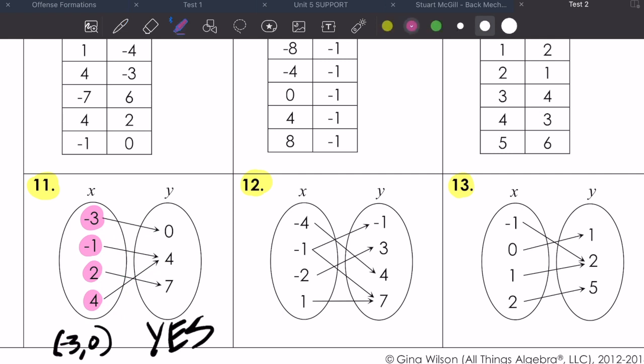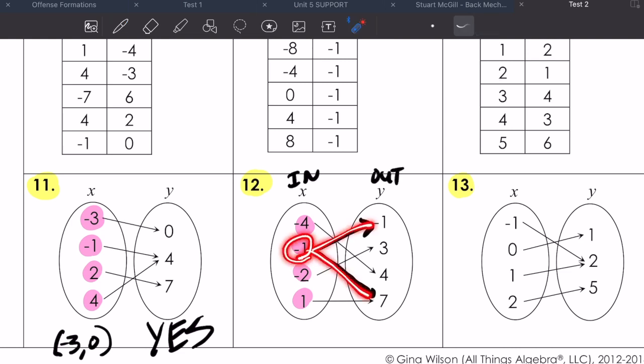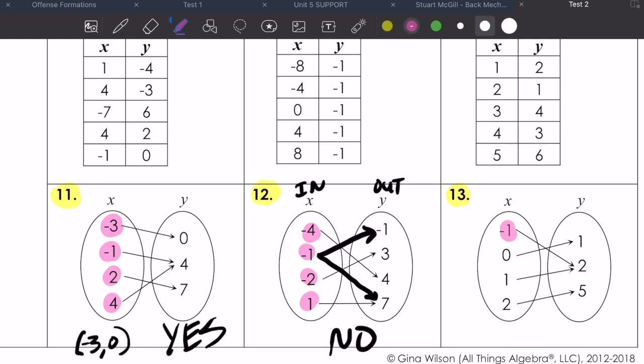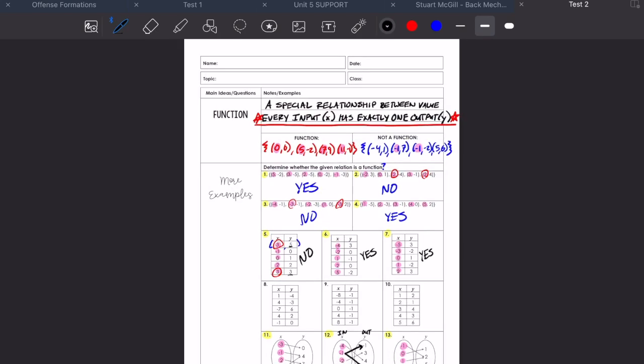So if I look over at number 12 and I look at my x values again, or my domain, you'll notice that this number -1 has 2 outputs coming out of it. Literally one input that has 2 outputs, or one element of the domain that has 2 different elements of the range. Well, that's literally the definition of not being a function. Cool. Last but not least, we'll do number 13. And again, I have 4 different elements of the domain. Each one has only one output. So every input has only one output, which means, yes, this is a function. Cool. All right, let's move on.